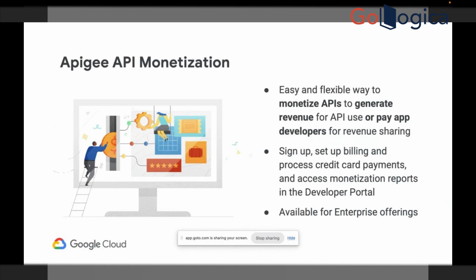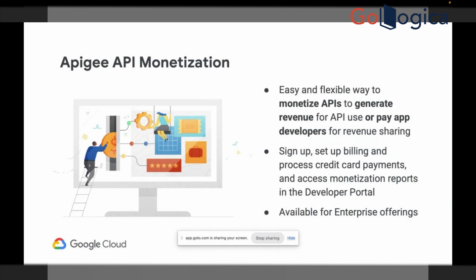Okay. So monetization provides an easy and flexible way to monetize the API. If some app developer is making a call to your payment API, and using that they do the payment and increase your revenue, then you can share the revenue with the developer. So you can do the sign up, you can set up the billing process, credit card payment, monetization reports, everything is there in the portal. This module of the portal can be built in Drupal.